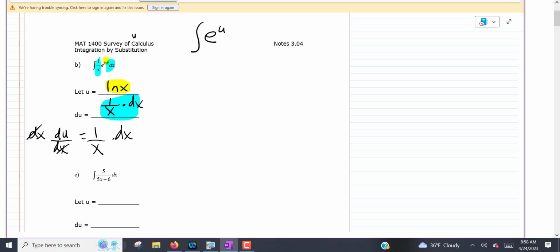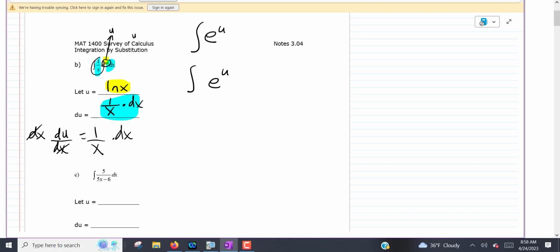Yes, okay, that's why that's the correct u, okay? So that's what you have to understand. Okay, now you're ready to substitute. So what does the ln x become? u. That's what u is. So we get e to the u, right?